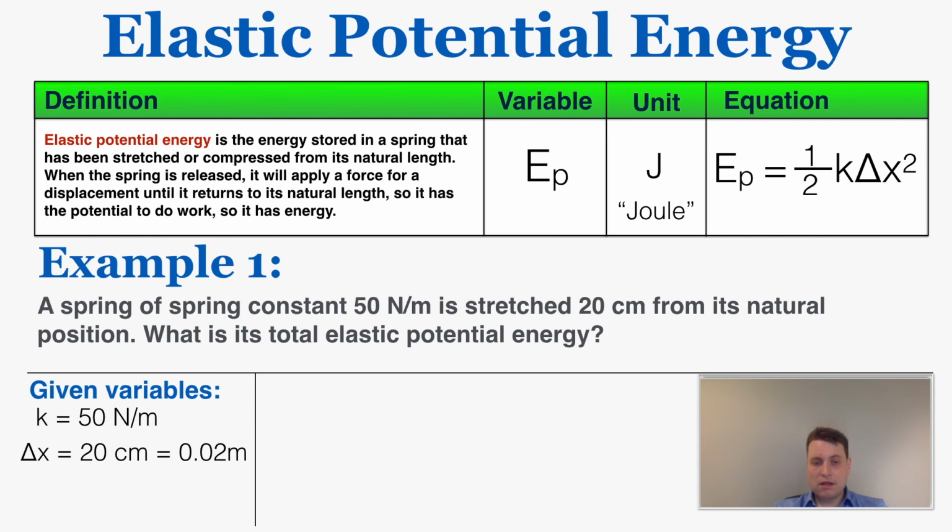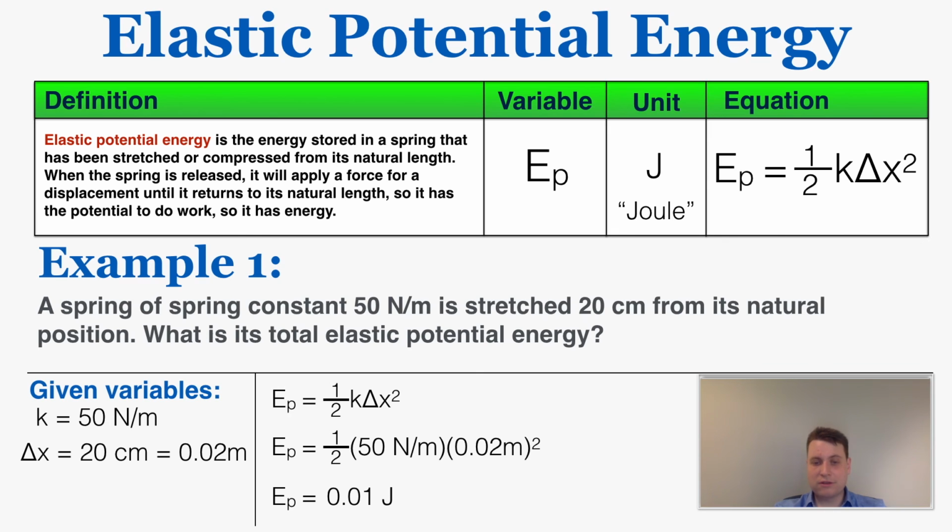So plugging this in, the elastic potential energy is 1/2 k x squared. So when I plug these numbers in, I get a total potential energy of 0.01 joules. Pretty small, it makes sense. This is a pretty small displacement with a pretty normal amount of spring constant.